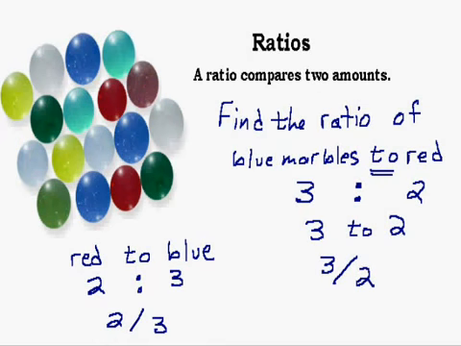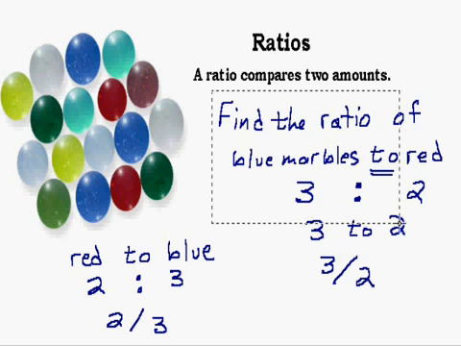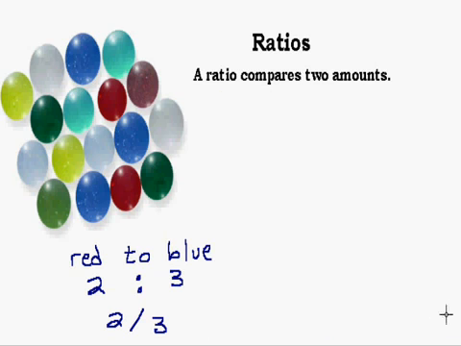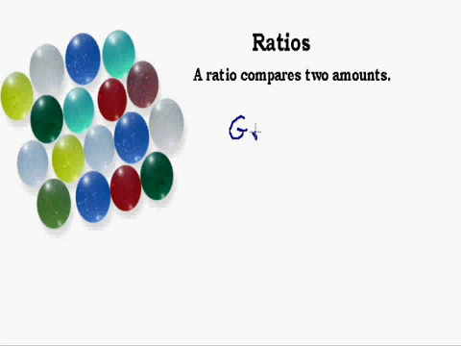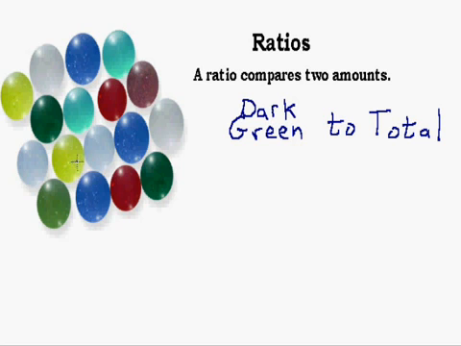Okay, let's look at another example. Let's say we want to find the ratio of green marbles to the total number of marbles. Green marbles to the total number of marbles. So I'll say dark green, just to be specific, because there's some kind of funny looking ones in there. Some people might call that green, these two. I'm looking at these 3 dark green marbles right here.